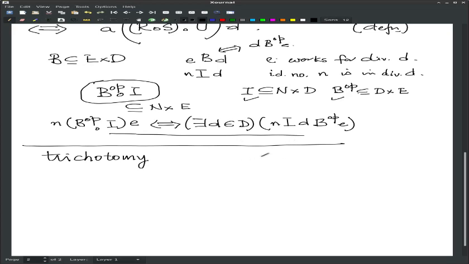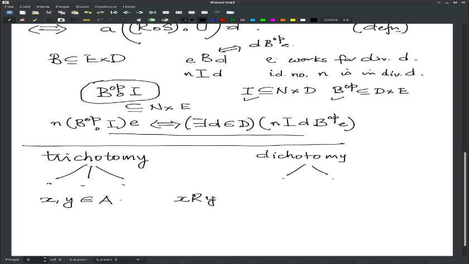It's just a three-option version of what is known as a dichotomy. If you look at the English word, dichotomy means there are two options and one of them will happen, the other will not. Here there are three options and exactly one of them will happen, the other two will not. So what does trichotomous mean? If you take any two elements from A, there are three conditions: one is this, one is this, and one is this.